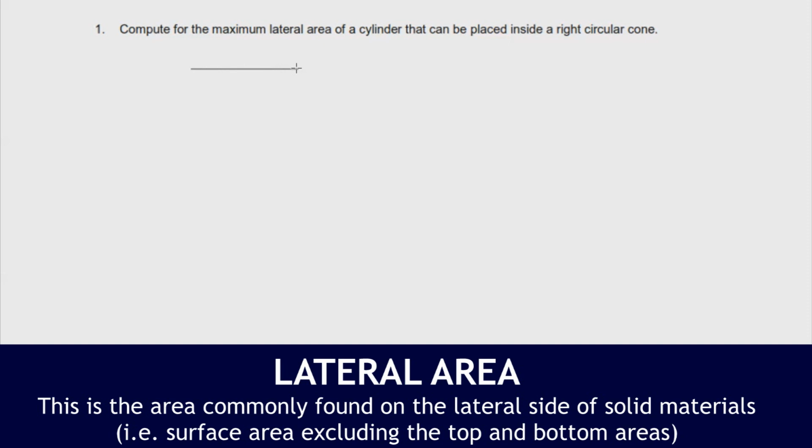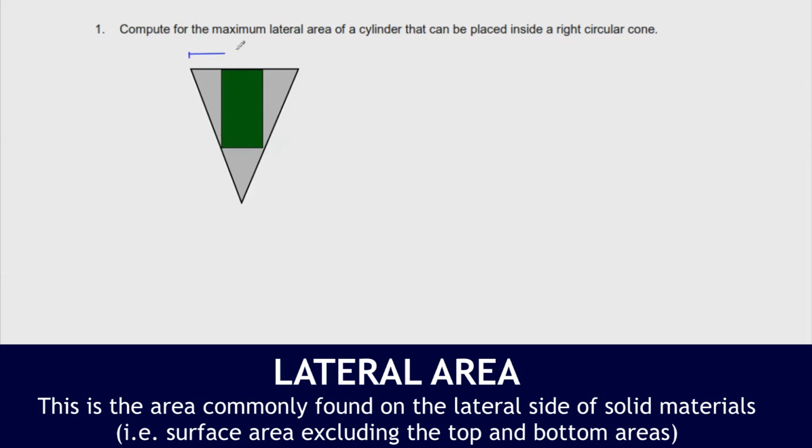So I will try my best to illustrate this. Okay, so this is the front view of the right circular cone, and if we try to inscribe a cylinder in this figure, that would look like this. Okay, so let's try doing that one. Now let's label the parts of this figure.